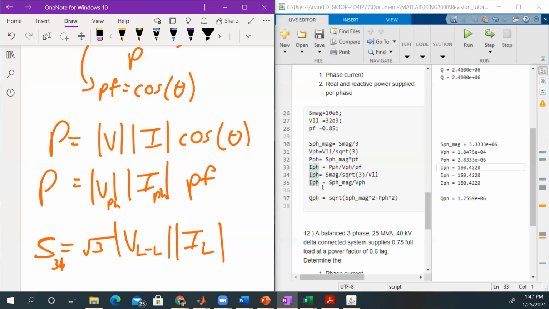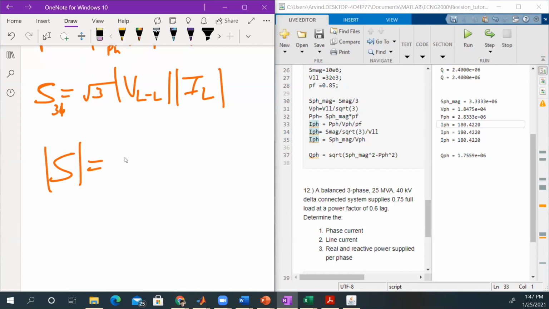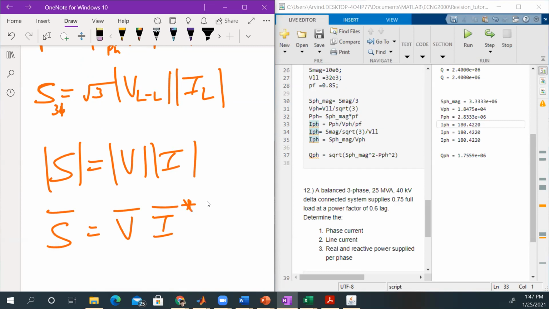Or I take the phase current as just the magnitude of the single phase apparent power divided by the voltage, and that one is S is equal to VI, which of course comes from S is equal to VI conjugate, and just the absolute value of that gives you this, right? And if I do that, I find all of them are exactly the same. So you can see there are multiple ways you could work it out.